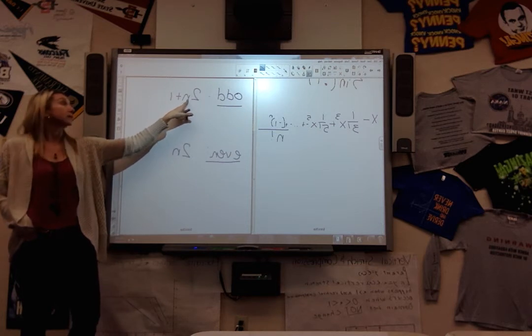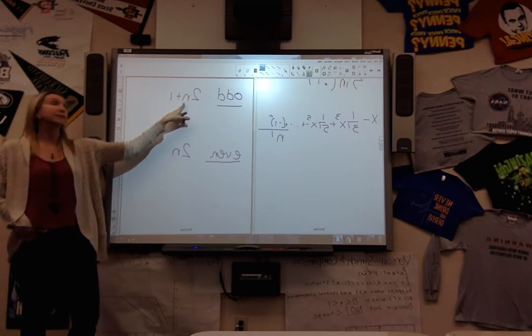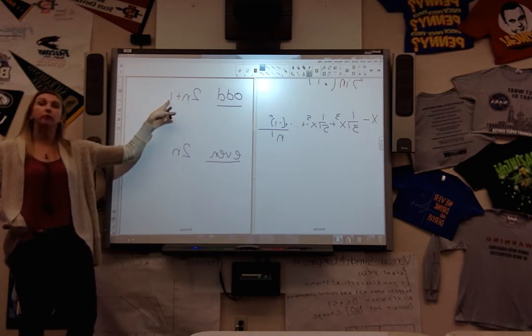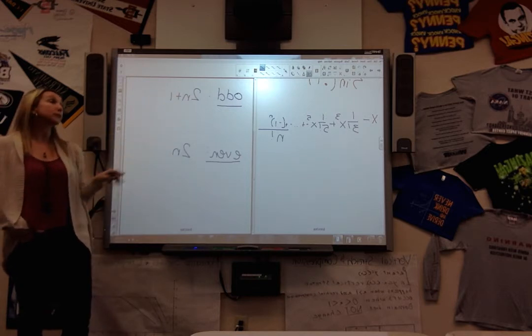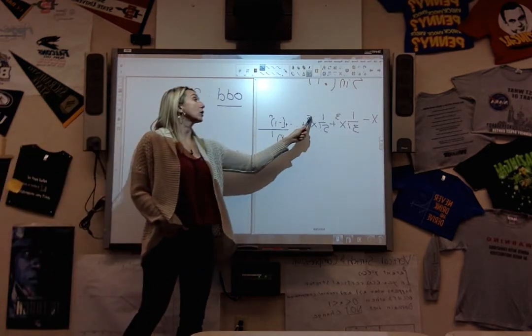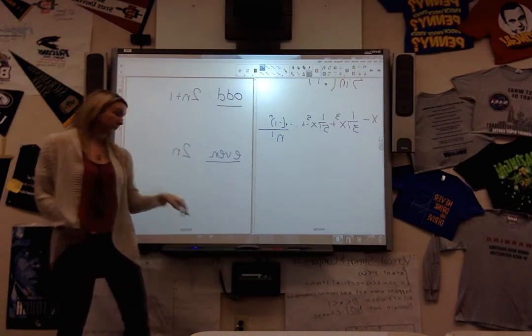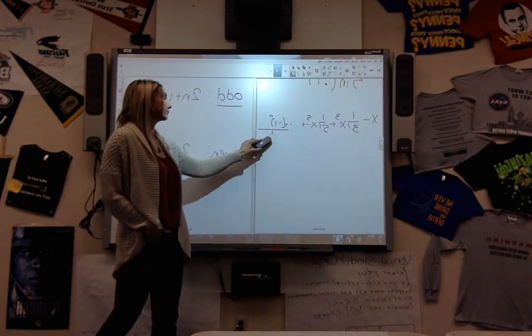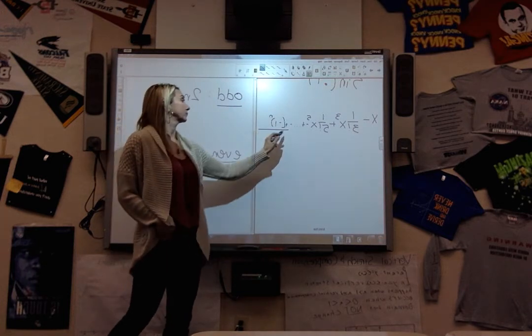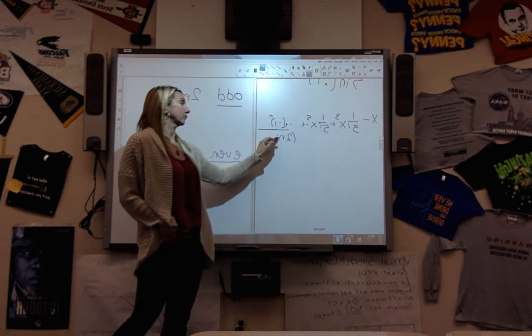Once it's even, if you add 1, it's guaranteed to be odd. So now that you have this little piece, these are odds and these are odds. So instead of just n factorial, it's 2n plus 1.